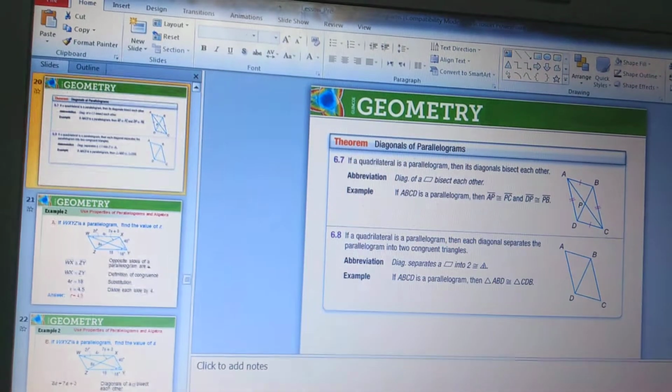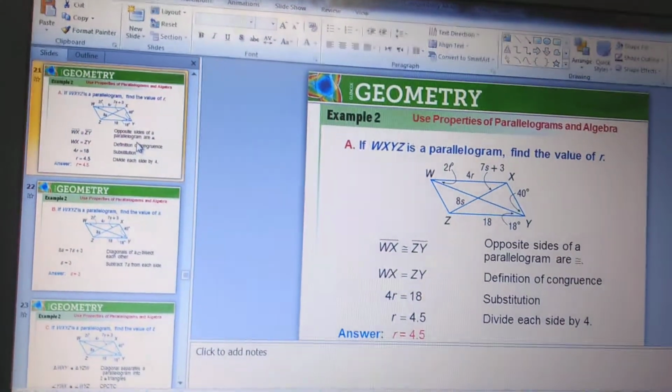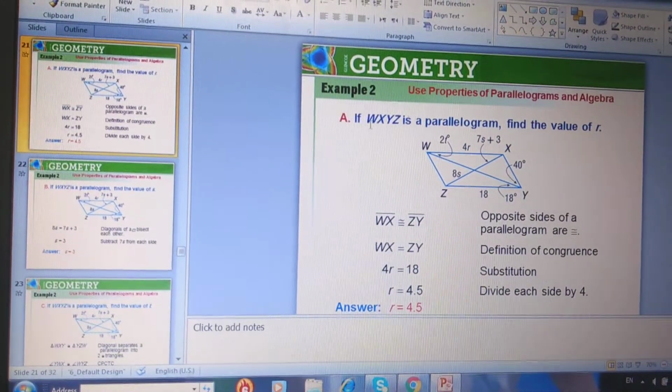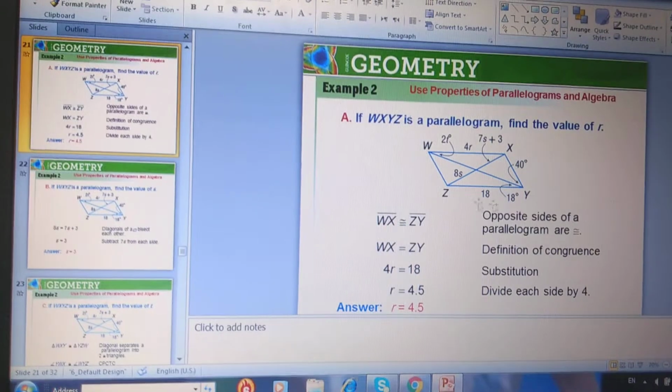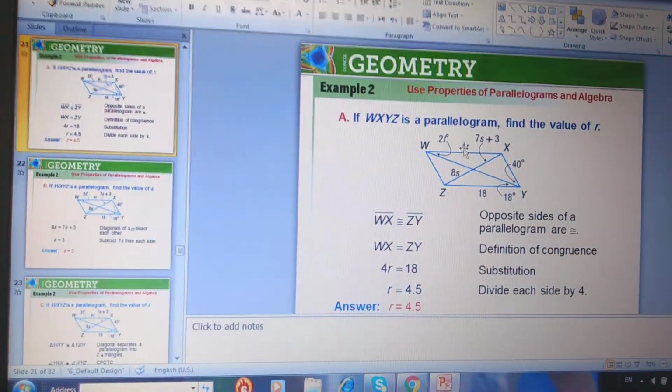We use these properties to solve some examples. Like here, you see, it says if WXYZ is a parallelogram, find the value of R.